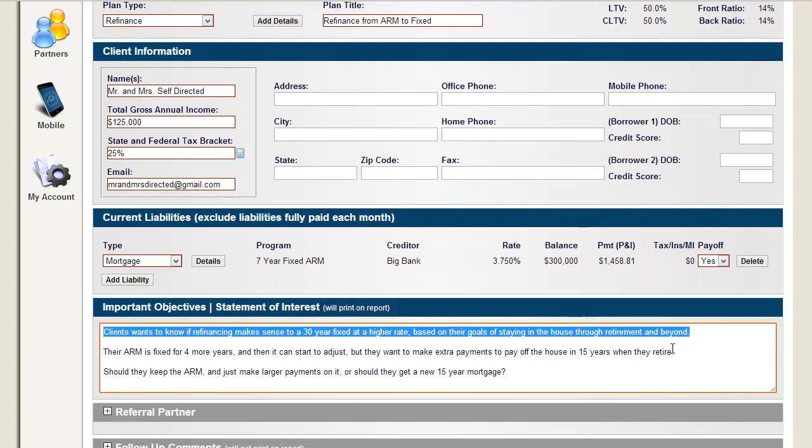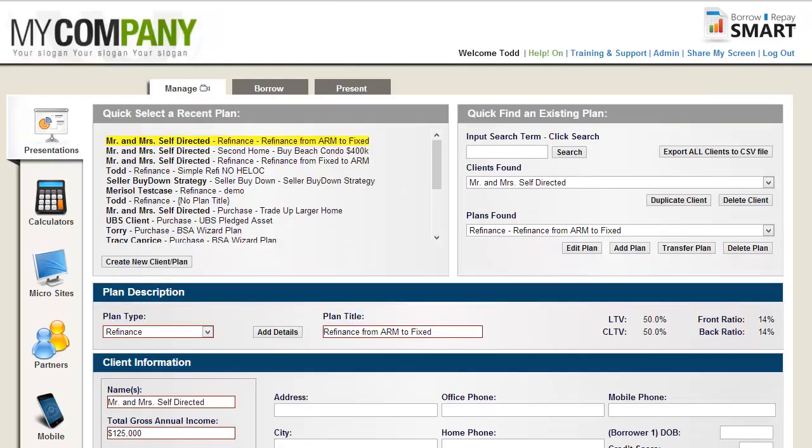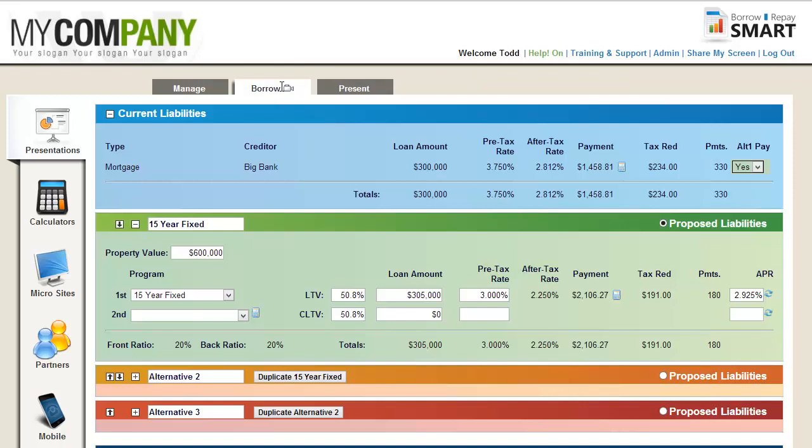This is where you need to be able to simulate this and give them something. So really the question is, should they keep the ARM they have now, a 7-year ARM that has 4 years remaining, and just make larger payments on it to try to pay off in 15 years, or should they get a new 15-year mortgage? So how would I answer that question? Can we, and how would we go about answering that question?